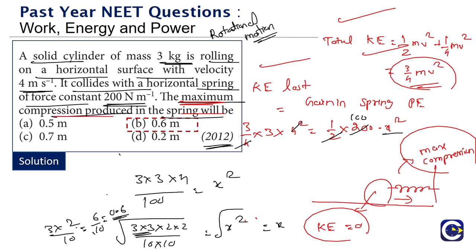So the maximum compression will happen when the cylinder is completely losing its kinetic energy and all of it is changed into the spring potential energy.